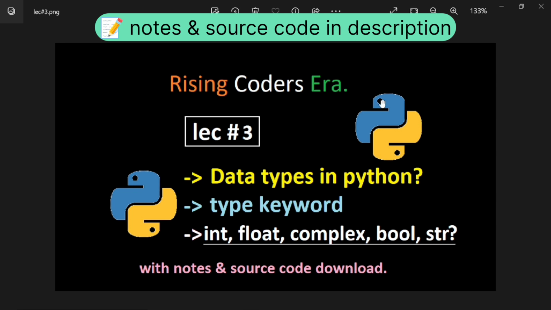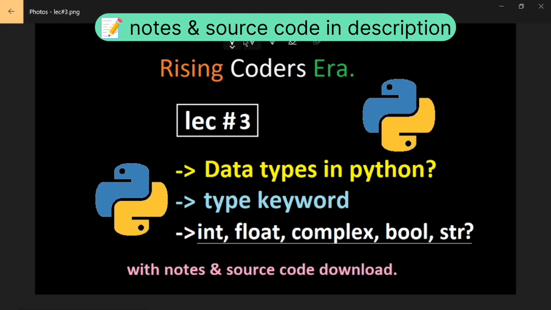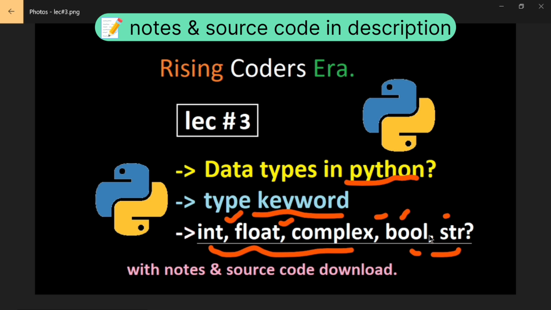Okay, this is lecture number 3, inside which we are going to learn the data types used in Python, and the type keyword. Now this type keyword is going to identify which type of data is being stored in a particular variable. Here we have integer, float, complex, boolean and string. So these data types we are going to learn inside this video.